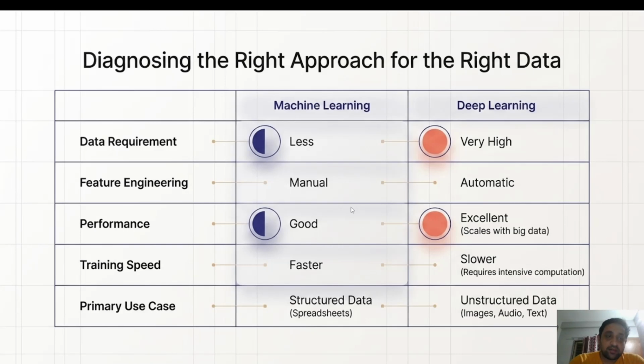Training speed. ML models train in minutes to hours. Deep learning can take days or weeks on powerful GPU clusters. Primary use case. ML excels on structured tabular data like a spreadsheet of customer transactions. Deep learning dominates on unstructured data, images, audio recordings, natural language text.